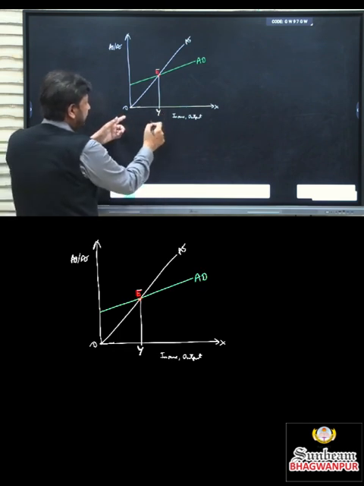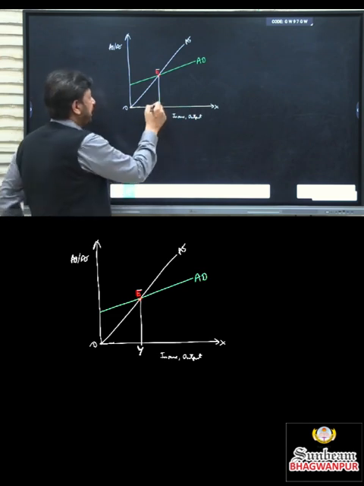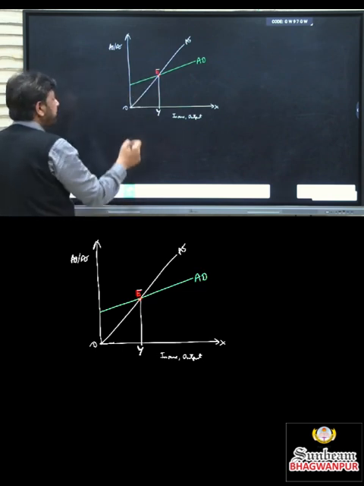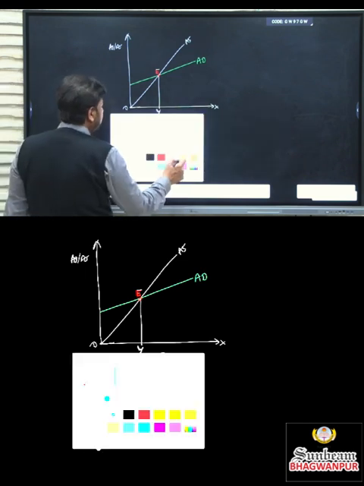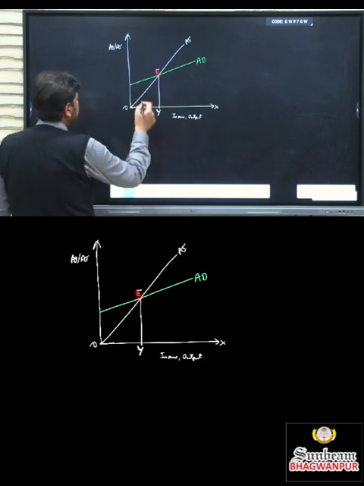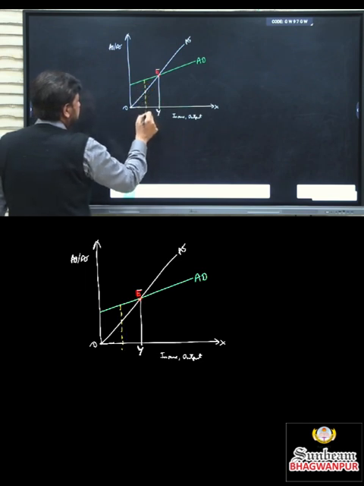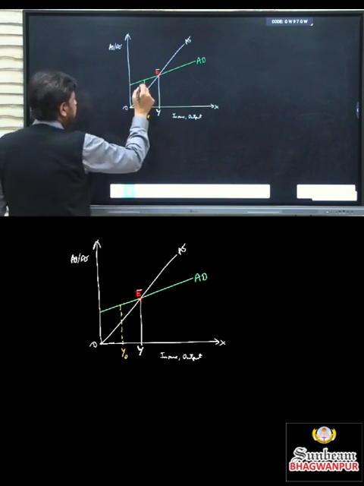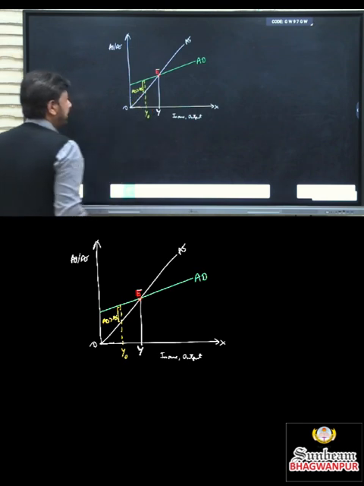Why? Because when the income in the economy is OY, or the level of output is OY, at this level AD and AS are both equal to each other. So this is the point of equilibrium, and this is the equilibrium level of income. But if the value of national income is less than it, say Y0, then at this level of income you can see that AD and AS are not equal, but AD is more than AS.